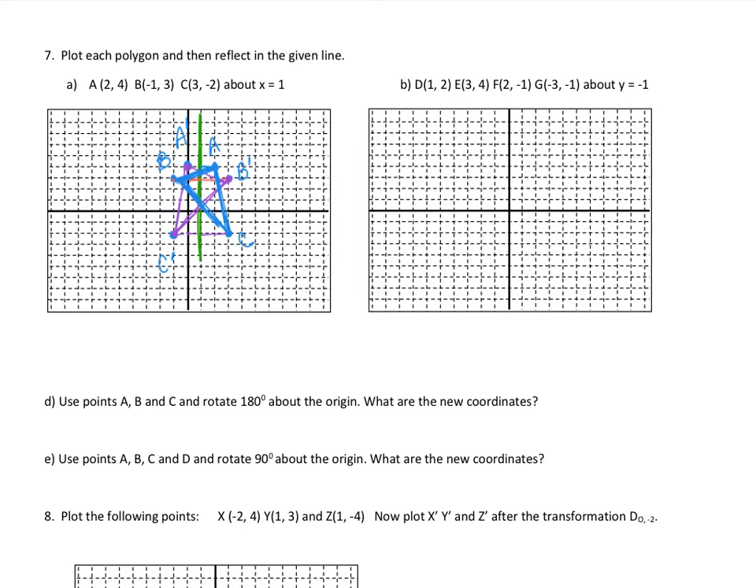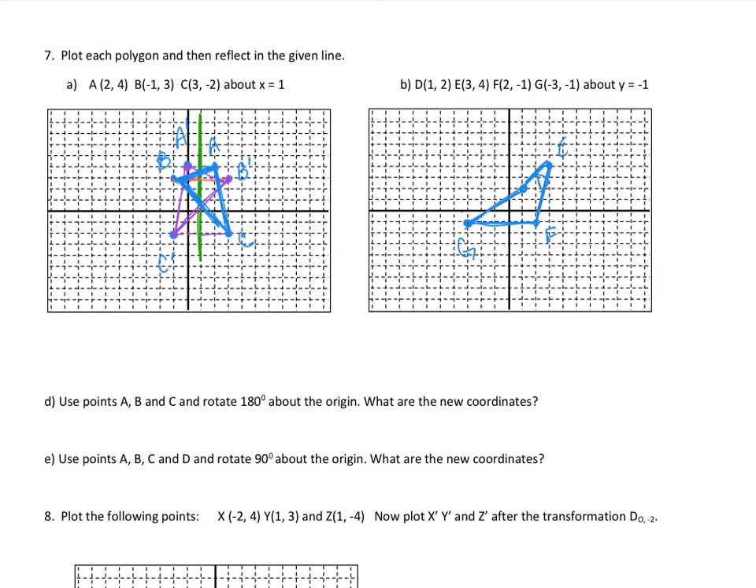Moving on to the second one. Let's put these points on here. D is at 1, 2. E is at 3, 1, 2, 3, 4. F is at 2, negative 1. And then G is at negative 3, 1, 2, 3, negative 1. This is G. So I've got this polygon in here, kind of a crazy shape to it, like that.